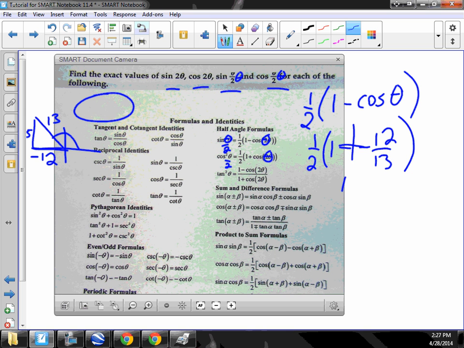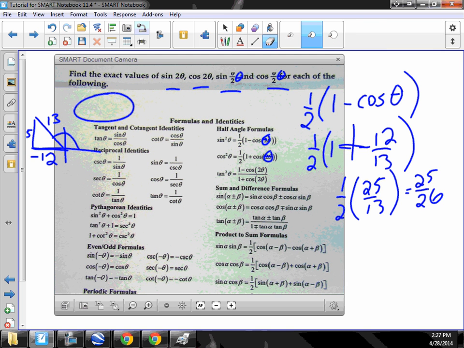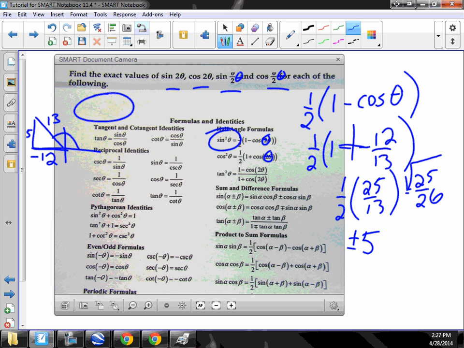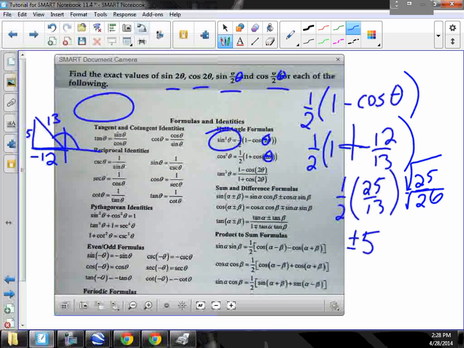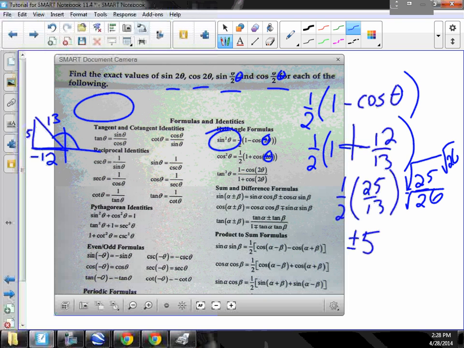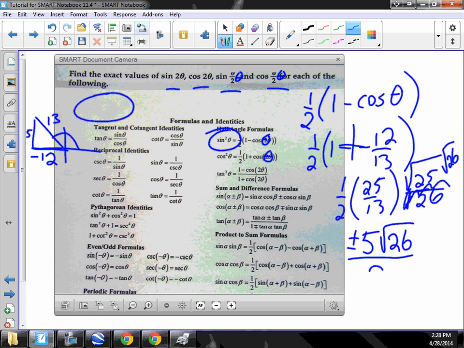So you have 1/2 times 25 over 13, which is 25 over 26. If you look carefully at the formula, it says sine squared equals that. So what do I need to do? Square root. The top square roots, and we get plus or minus 5. The bottom does not square root. But I can't leave a root 26 in the denominator. So I put root 26 on top and just 26 on bottom. So 5 root 26 over 26.